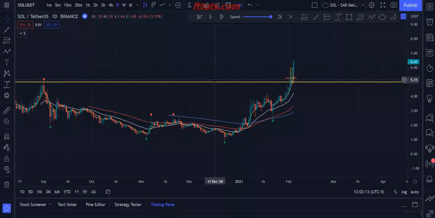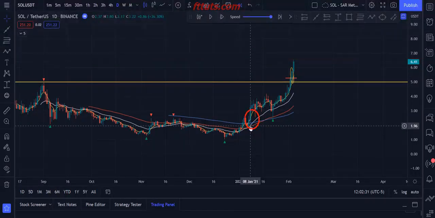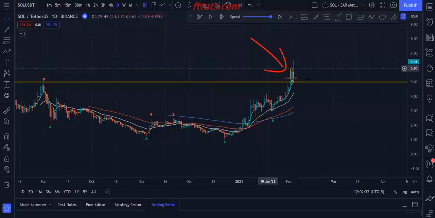But with this method, you can wait until at least your 5 EMA crosses your 50 EMA. When your 5 EMA crosses your 50 EMA, this could be a good bullish sign. So you could buy coins and, as I said, take your profit before hitting the resistance level and then wait for a true breakout on top of the resistance line.